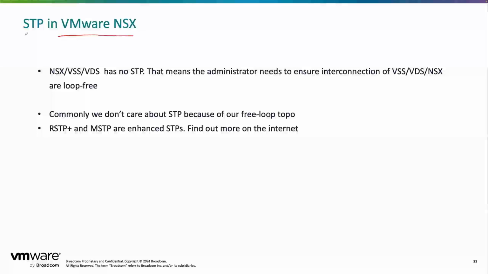When we look at VMware NSX and spanning tree, when we talk about spanning tree specifically for NSX, there are different types of VMware virtual switches, such as the NSX switch, the VSS or the VDS, but they don't have spanning tree because they use their own algorithm to maintain a loop-free topology.